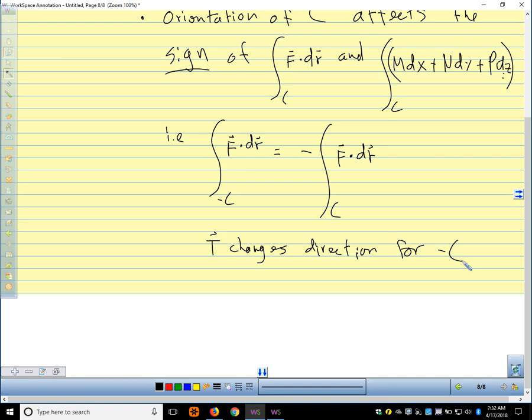The orientation does not affect a scalar line integral, because if we interpret it as the area of a fence below a surface, the area of the fence doesn't change sign depending on which way we go along the fence. It's just a positive area. The mass of the wire doesn't change if we add up the pieces going this way versus going this way. All right, so let's look at evaluating some line integrals in differential form. Any questions here?